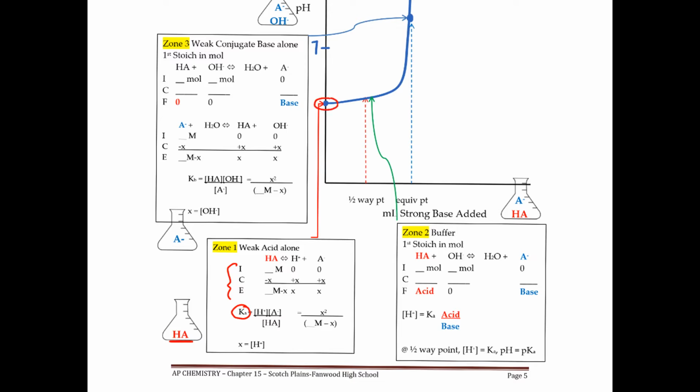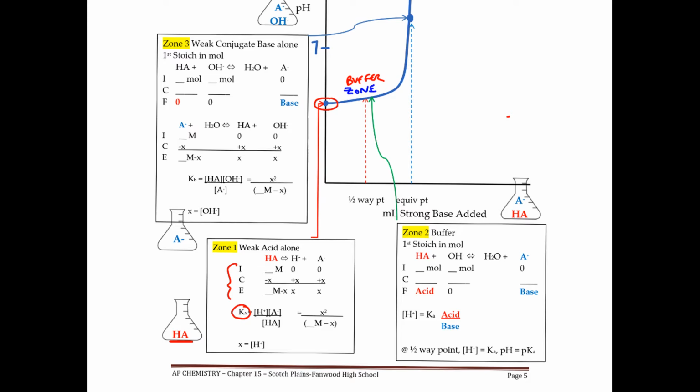Then after that, we're moving into what we're going to call the buffer zone. In the buffer zone right here, you're going to have both the acid and the base, the weak acid and its conjugate base. So I'm going to call this the buffer zone because you're going to have both the weak acid and its conjugate base.